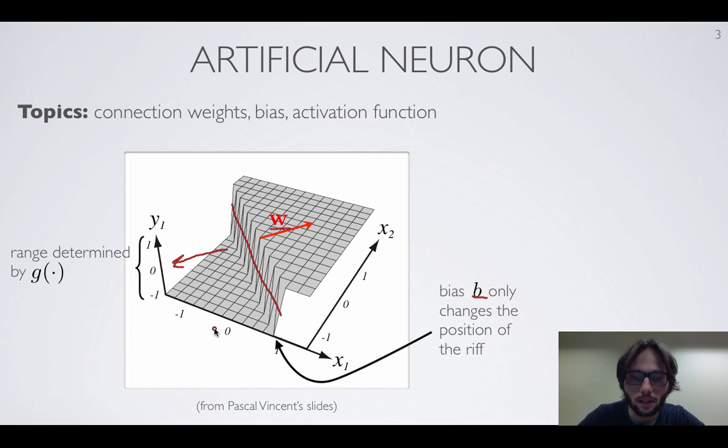Okay. So I won't exactly explain why this is, but you can sit down and try to figure out why it is that w is perpendicular to this ridge, and why it is that when b is increasing, the ridge would be moving this way. So this is the description of the computation that the artificial neuron is performing.